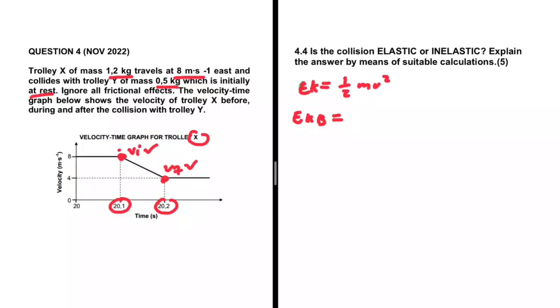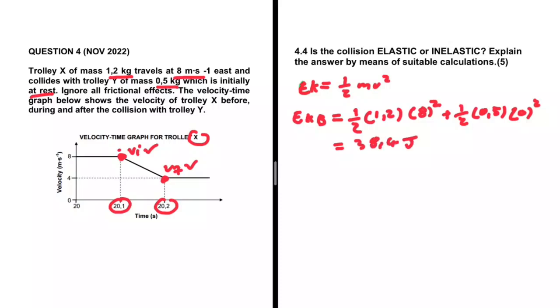If I start with trolley X, before the collision, we're going to have a half. The mass is 1.2. The initial velocity is 8 meters per second, right? And then plus a half. This is for trolley Y now. The mass is 0.5. Initially, it's at rest. So we're going to have 0 squared. This is equal to 38.4 joules. The SI unit of energy is joules. So this is the kinetic energy before the collision.